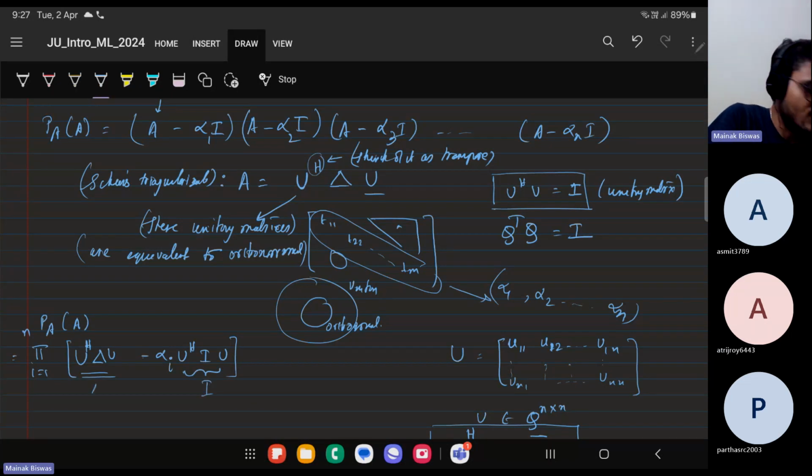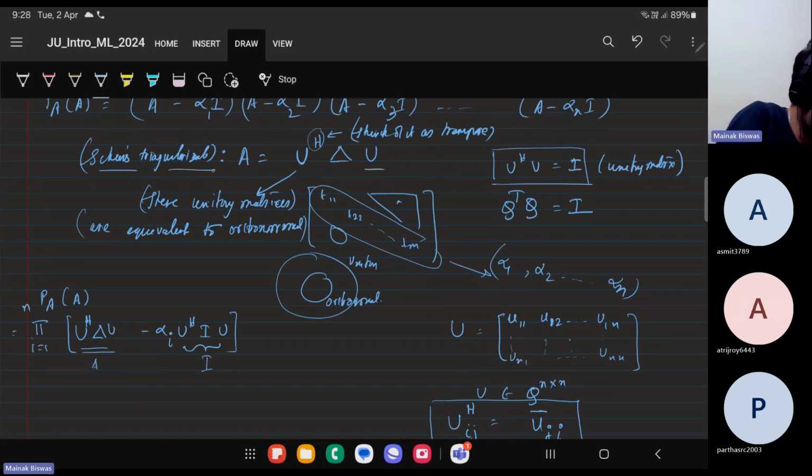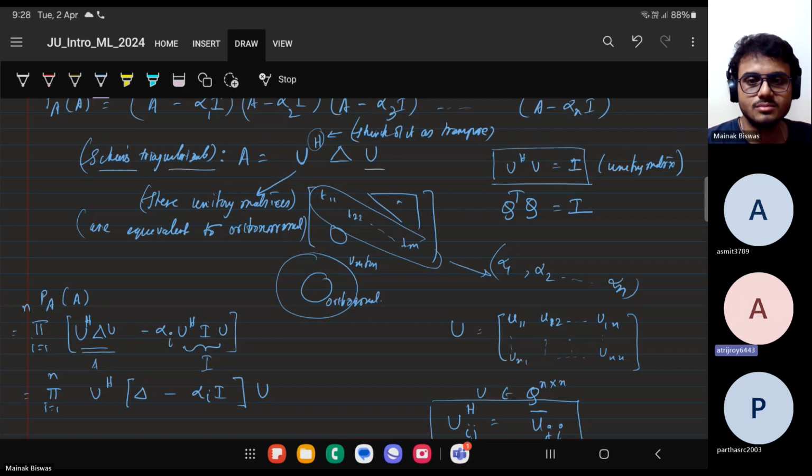And this is nothing but A, as we have seen from the Schur's triangularization definition. Now what will I do? Simple only. Product over i equal to 1 to n. I'll take U Hermitian out, triangle minus alpha i I, into U. Is this right? Correct? Yes.